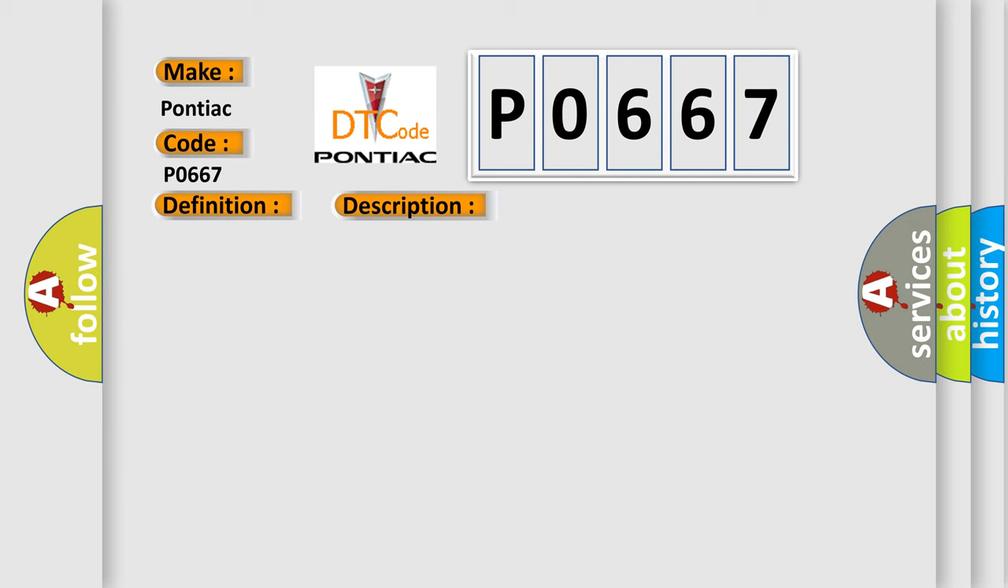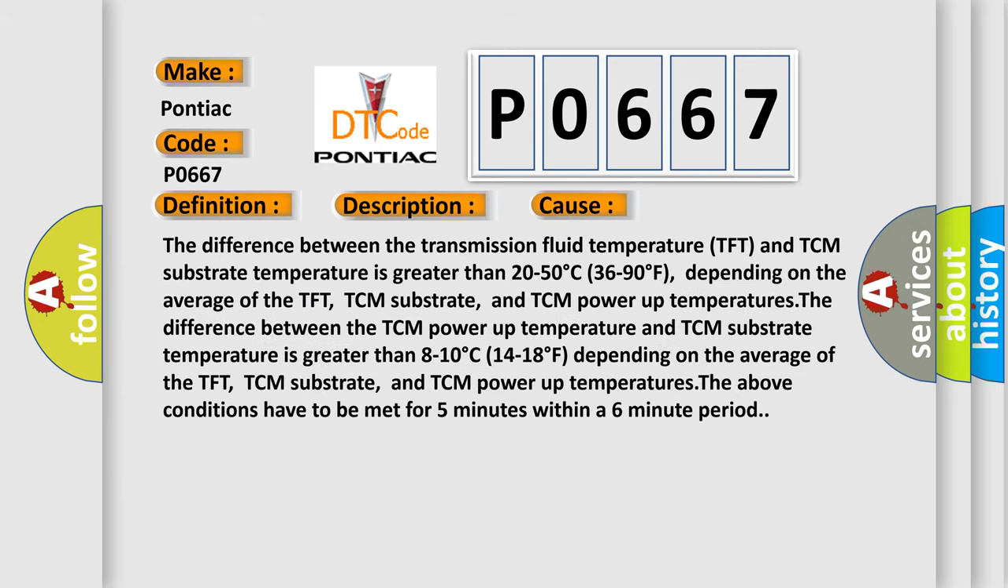This diagnostic error occurs most often in these cases. The difference between the transmission fluid temperature TFT and TCM substrate temperature is greater than 20 to 50 degrees C, 36 to 90 degrees F, depending on the average of the TFT, TCM substrate, and TCM power-up temperatures. The difference between the TCM power-up temperature and TCM substrate temperature is greater than 8 to 10 degrees C, 14 to 18 degrees F, depending on the same average. The above conditions have to be met for 5 minutes within a 6-minute period.